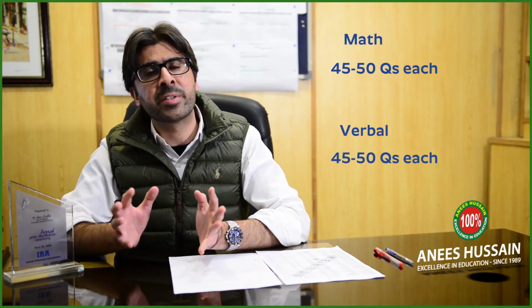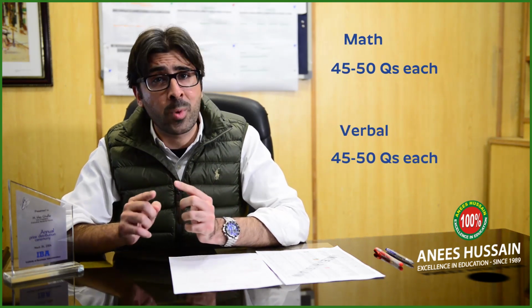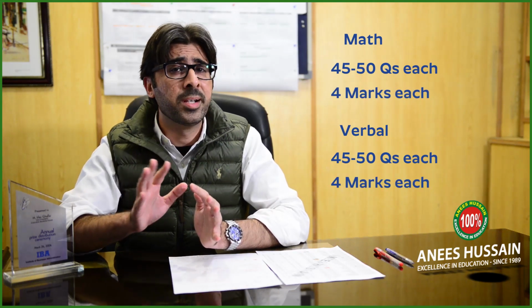But before we start discussing that, we need to understand how the IBA paper is graded and how the cutoffs are decided. In the IBA admission test, you have about 45 to 50 math questions and 45 to 50 verbal questions, and each of those questions carries 4 marks, which means if you get a question correct, you will get 4 marks for that particular question.